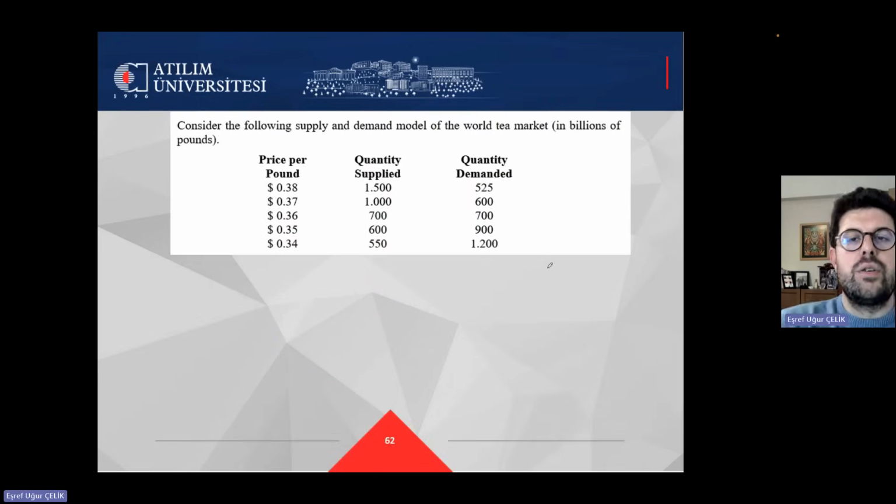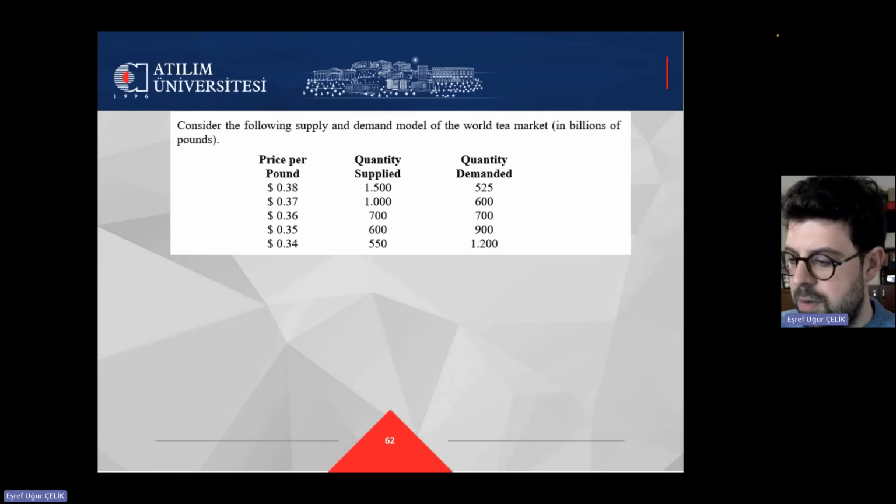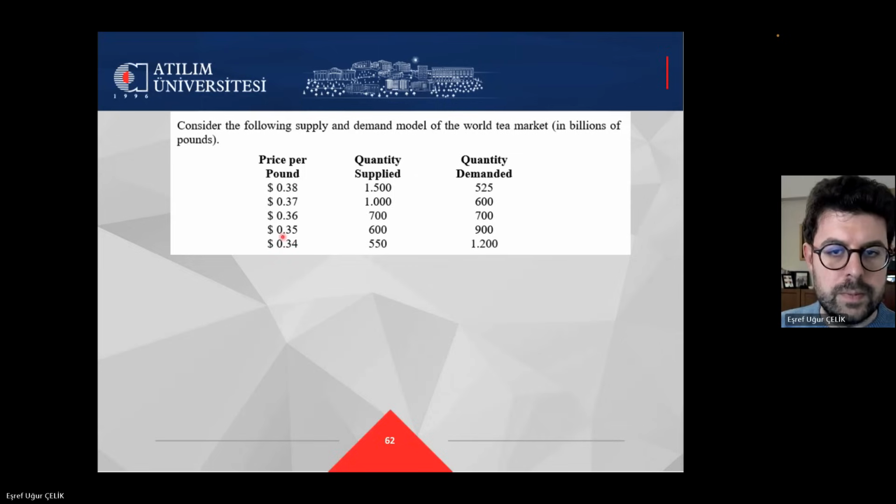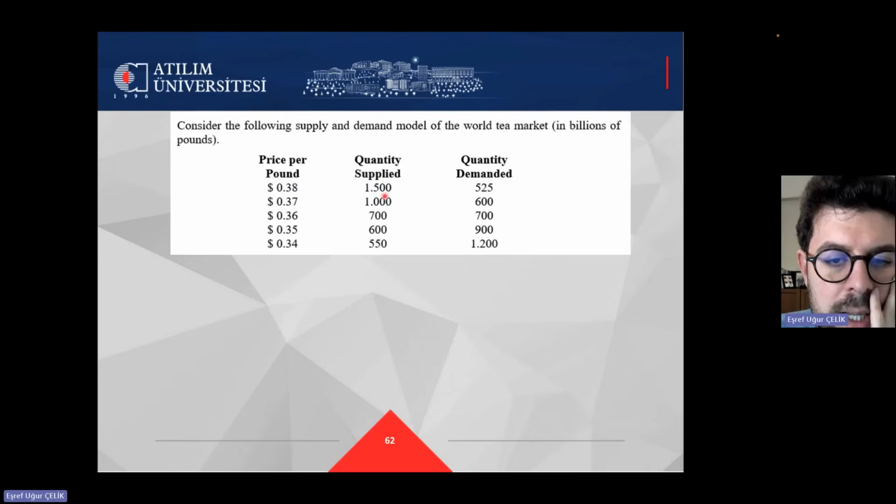Okay, I'm also going to ask a question, so I get the laser over here. Consider the following supply and demand model of the world tea market. I give the price, quantity supplied, and quantity demanded. I show each price and how it can affect the supply and demand sides.